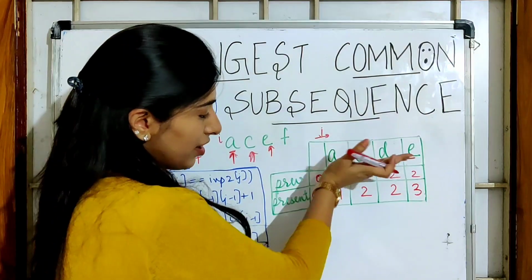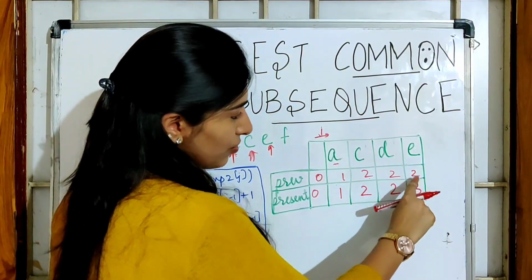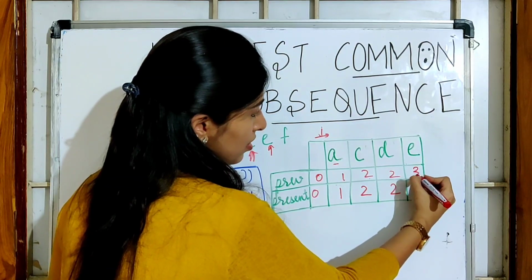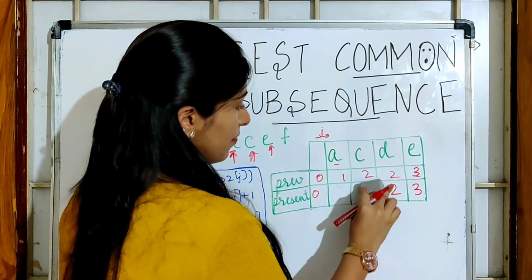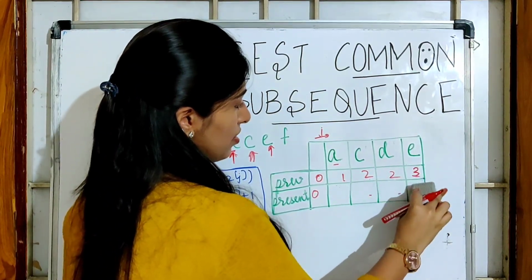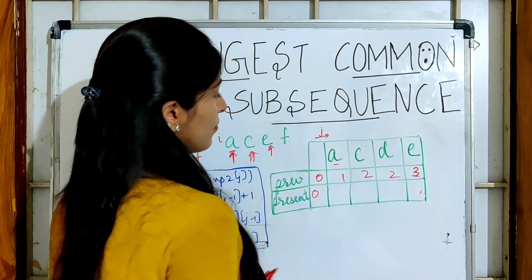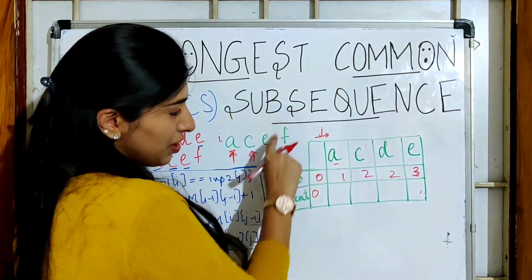Okay, so now we'll be going to our last row. For that we will again update our previous. So this is 1, 2, 2. We have to only update this, and we empty this. Okay. Now the last row will be for F.